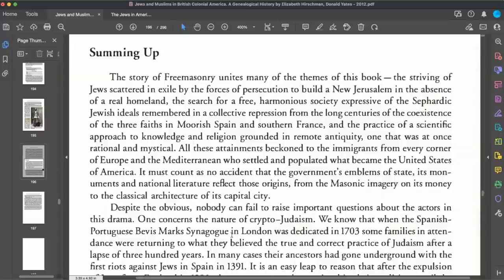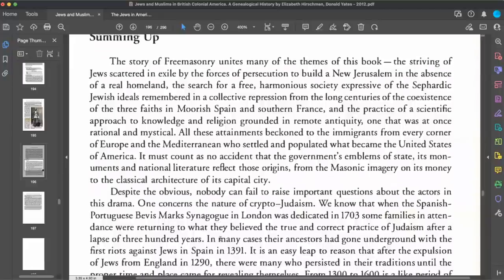All these attainments beckoned to the immigrants from every corner of Europe and the Mediterranean who settled and populated what became the United States of America. It must count as no accident that the government's emblems of state, its monuments, and national literature reflect those origins, all right? What Moorish Sephardic, all right? From the Masonic imagery on its money to the classical architecture of its capital city.